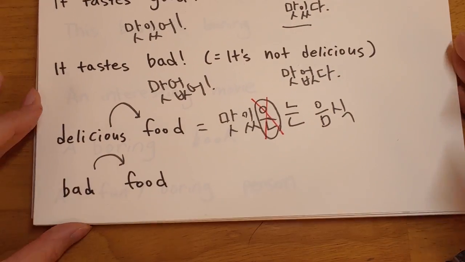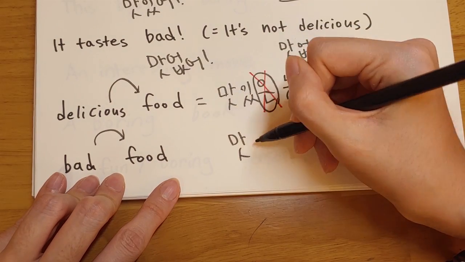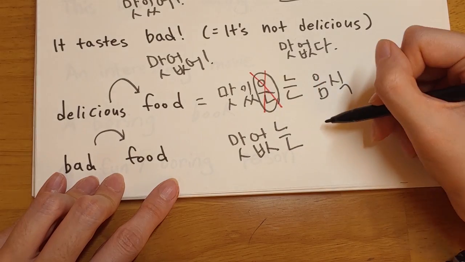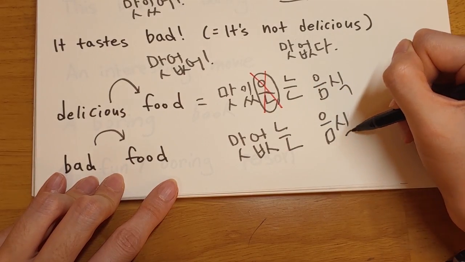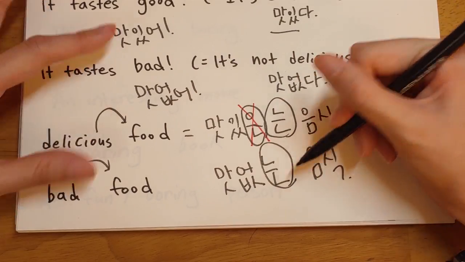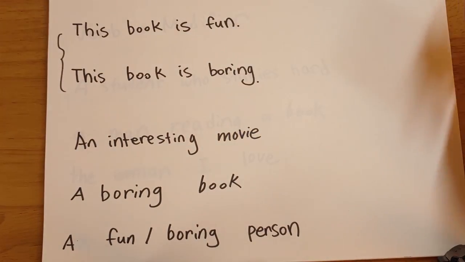And I'm going to tell you the reason why after we do bad food. So as you have guessed it, it's not 맛없은, it's 맛없는 음식. Not delicious food, bad food. So why does it work this way? Before I tell you why, let's look at these two as well.